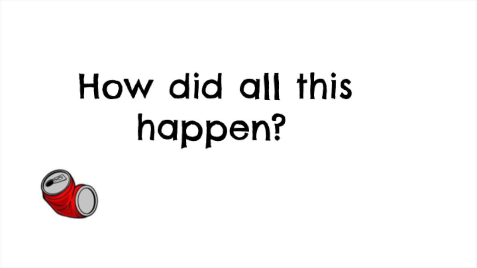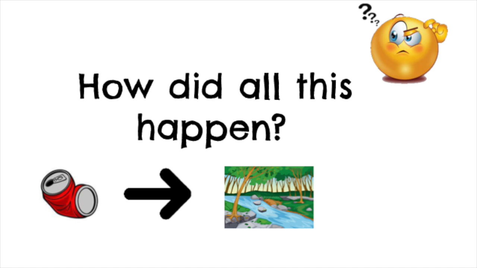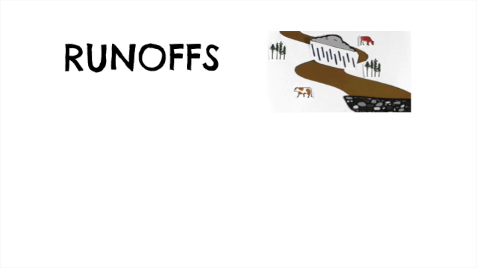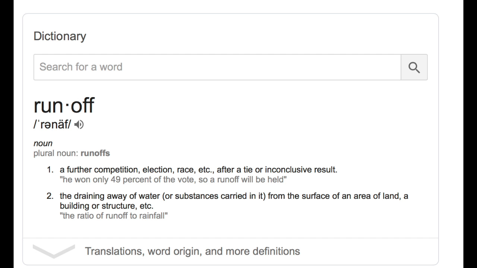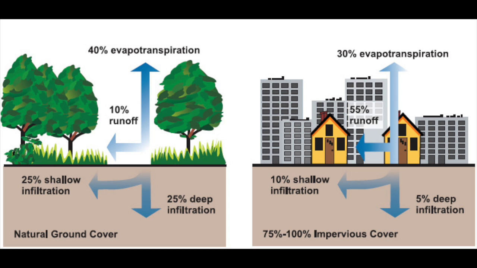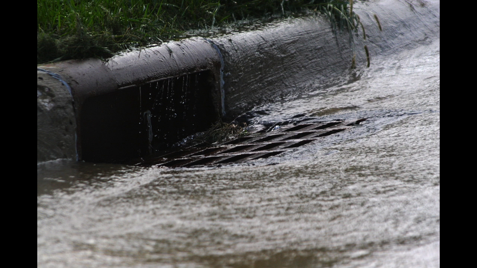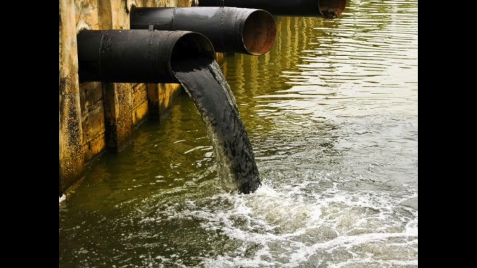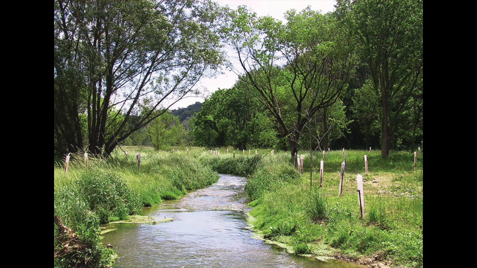And how did all this happen? How did it get from the golf course to the bay? Runoffs. Runoffs are the draining away of water or substances carried in it from the surface of an area of land, a building, or structure. With so many civilizations and new infrastructure, there are too many impervious surfaces and not enough land for absorption. Impervious surfaces increase the speed and amount in which stormwater comes down in, which can alter natural stream flow and disrupt aquatic habitats. With those impervious surfaces, the toxic chemicals get washed away by the rain and go down runoffs.